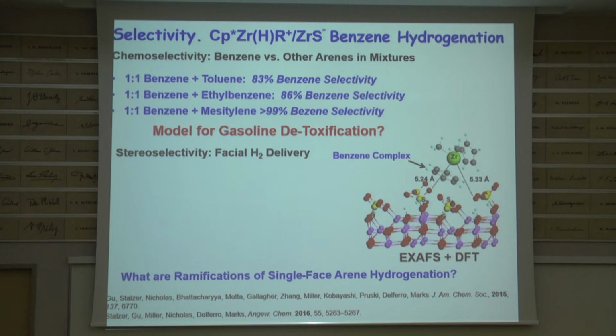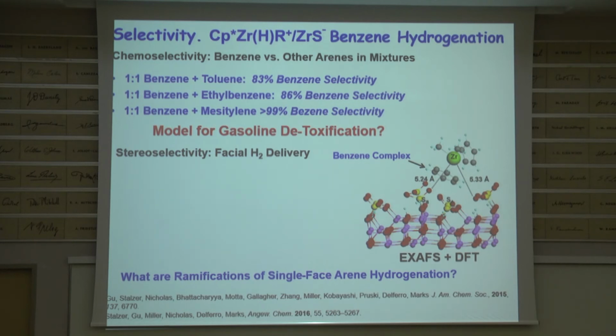If you feed it benzene and toluene, Mady Stalzer found that it had large selectivity for benzene. You feed it benzene and ethylbenzene, large selectivity for benzene. Benzene and mesitylene, very large selectivity for benzene. So you say, well, that's academically interesting. What's in the gasoline we burn? It's about 35% aromatics. Benzene is a carcinogen. It has to come out. How to get it out is something that's really puzzling people. Maybe catalysts like this are just the way to detoxify benzene.